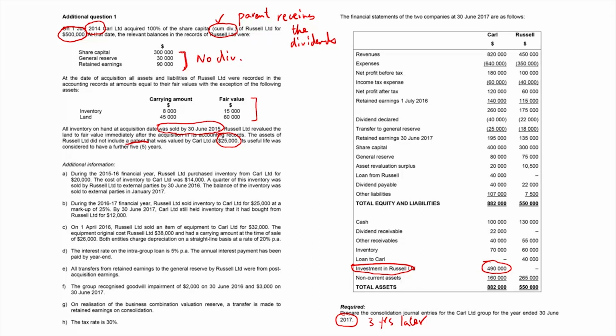Then if you look at the next sentence, you can see that Russell Limited revalued the land to fair value immediately after the acquisition. Remember, BCVR entry is to adjust carrying amount to the fair value. But if the subsidiary already revalued the asset, there's no need for the parent to do the revaluation again, which means that you also don't have any journal for land. Finally, with the patents, you can see that they have 25,000 value, and then they got 5 years of useful life. So we need to recognize patents under BCVR entry.